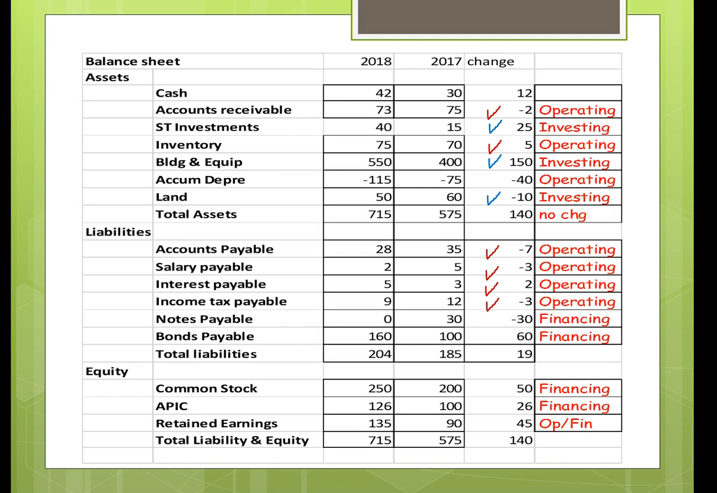Now we can do financing activities. So now what we're going to do is look at the changes: notes payable went down by 30, bonds payable went up by 60, common stock went up by 50, and additional paid-in capital went up by 26.